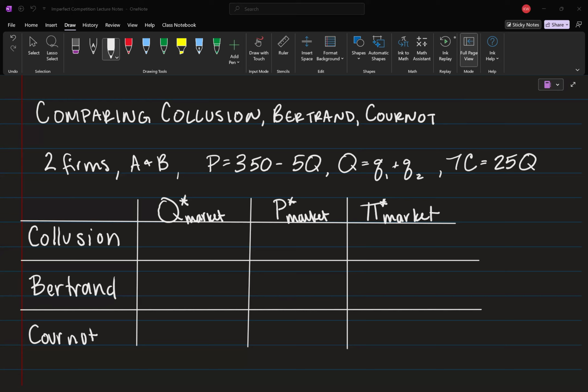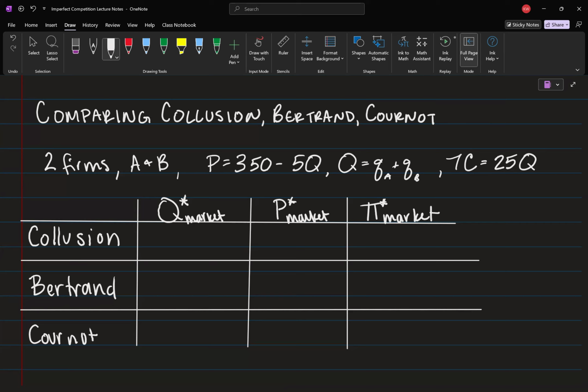So we'll have the same demand curve. There's going to be two firms, and both of those firms are going to have the same total cost equation. So we'll have firms A and B. They're going to be facing a market demand curve of price equal to 350 minus 5 times quantity, where market output is the sum of the two firms' output, right? So quantity produced by firm A plus quantity produced by firm B. And then their total costs are going to be the same, 25 times quantity.